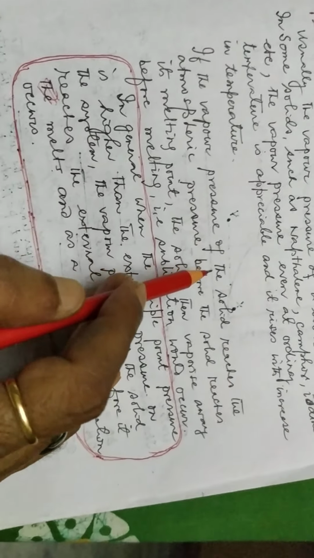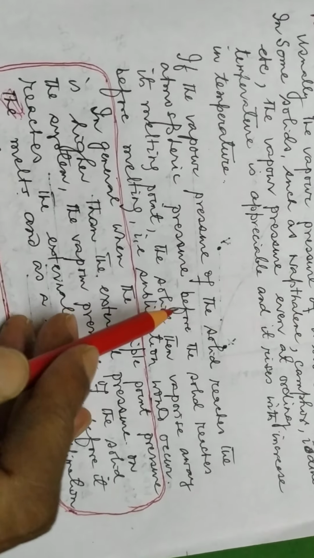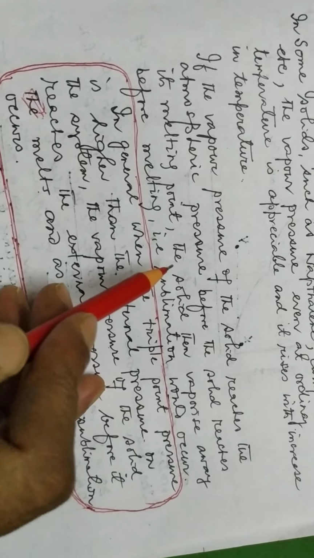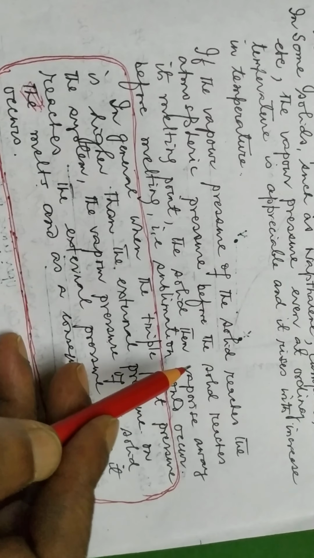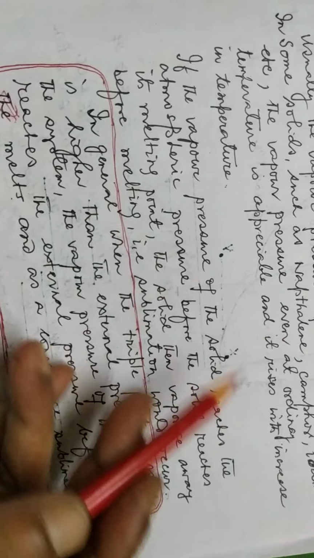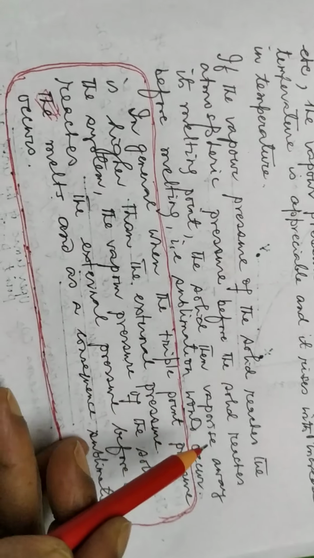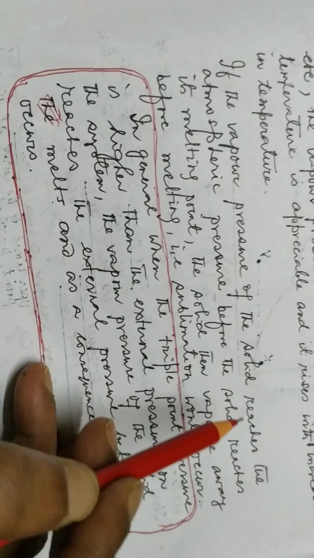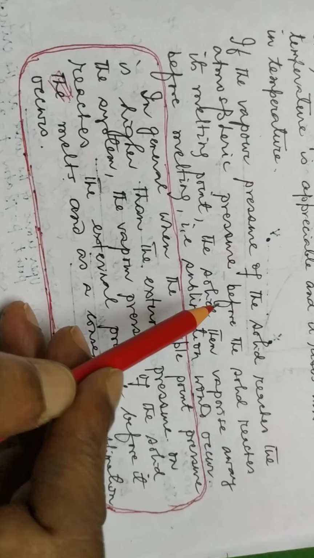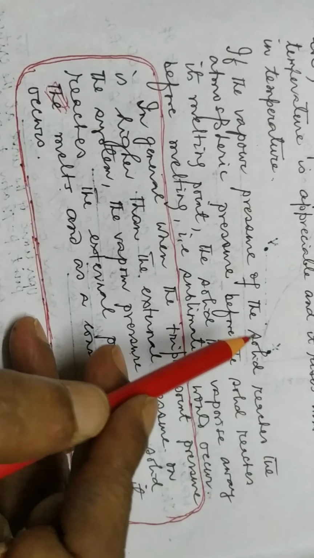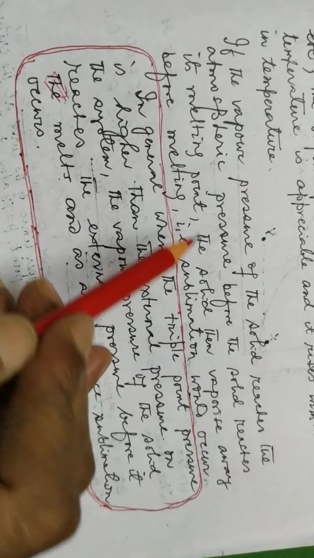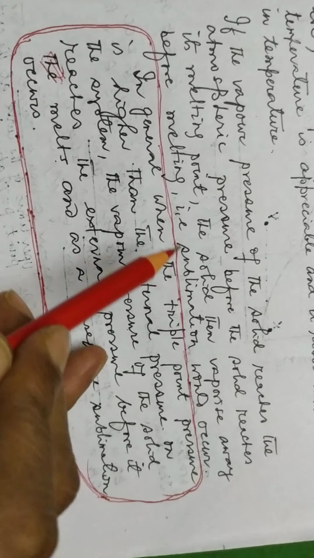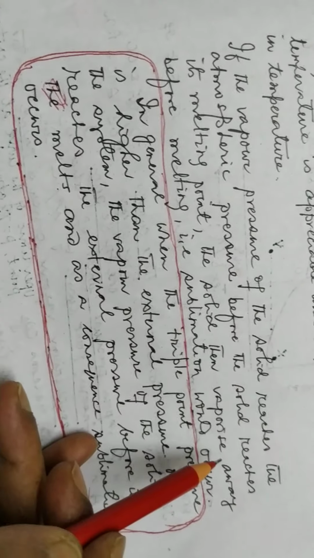Now, if the vapor pressure of the solid reaches the atmospheric pressure before the solid reaches its melting point, the solid then vaporizes before melting. That is, sublimation would occur. Okay, I repeat, if the vapor pressure of the solid reaches the atmospheric pressure, which we call the normal pressure, 1 atmosphere, before the solid reaches its melting point, the solid then vaporizes before melting. That is, sublimation would occur.